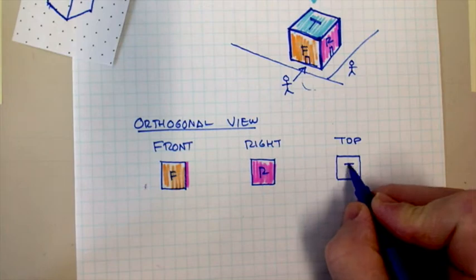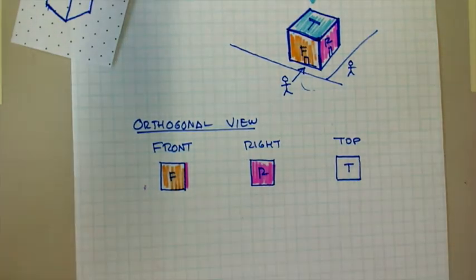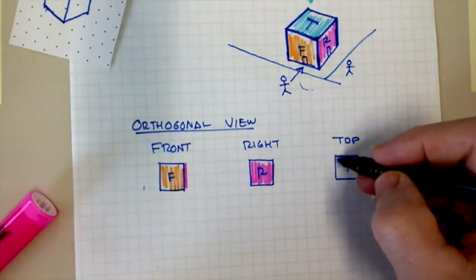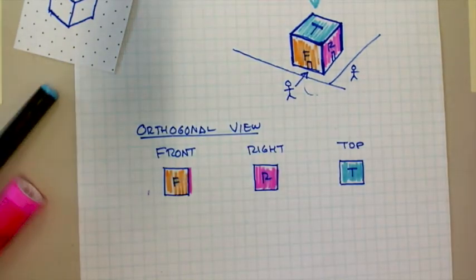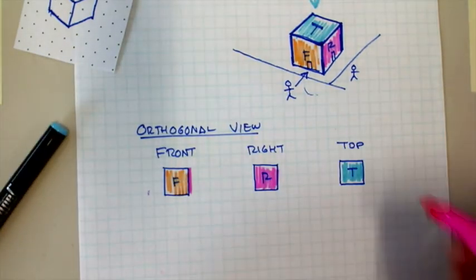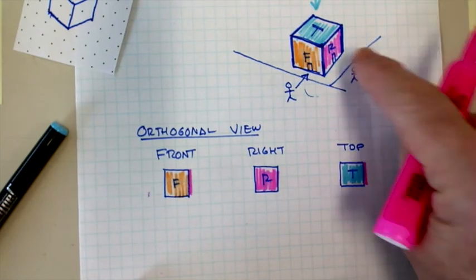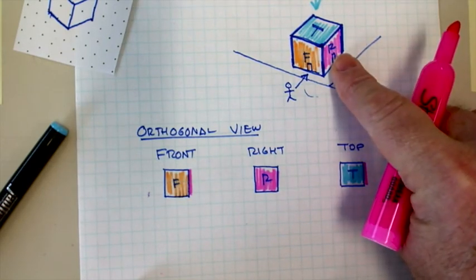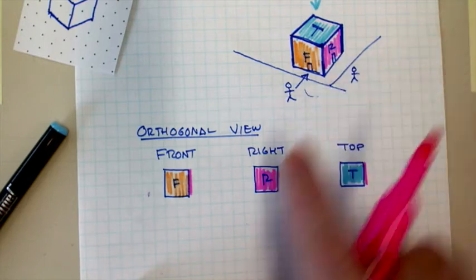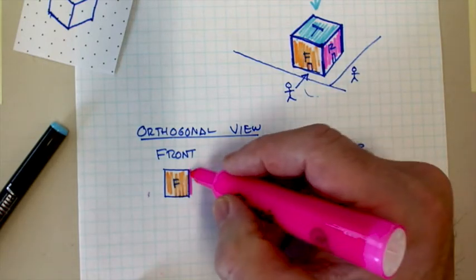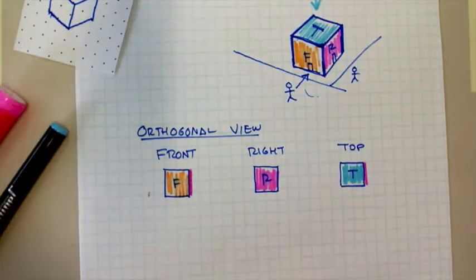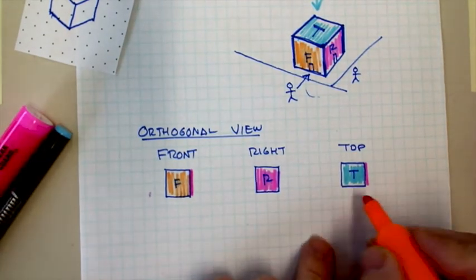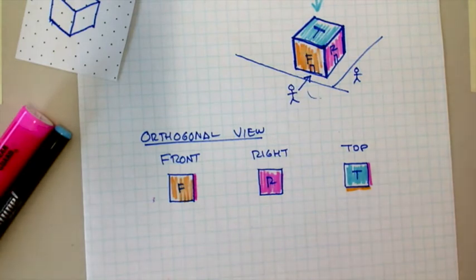The top. Now here's the key. Whenever we have a top view, you're looking at it down from the top. The right side of the top view is always the right side of the shape. Just like when we look at it from the front, the right is always on the right. If I look at it from the top, the front is going to be closest to me.